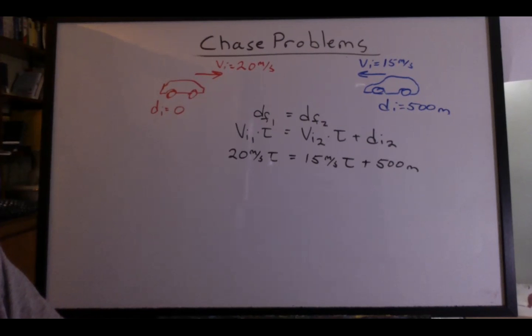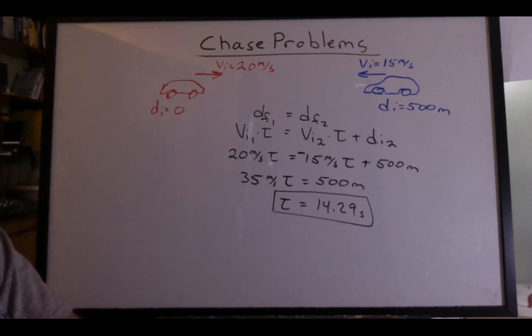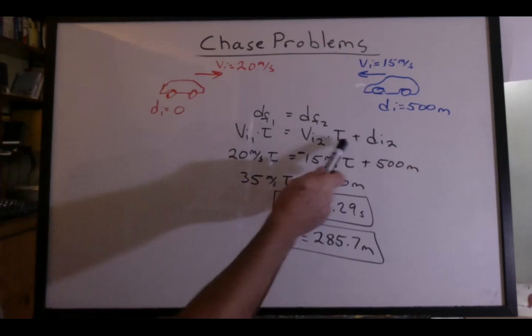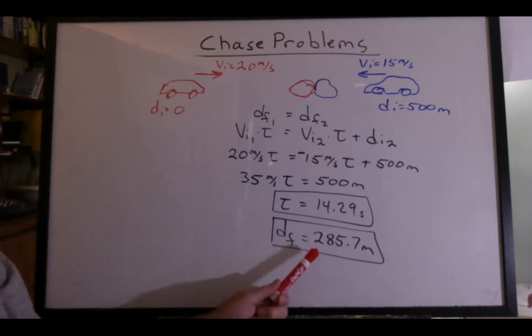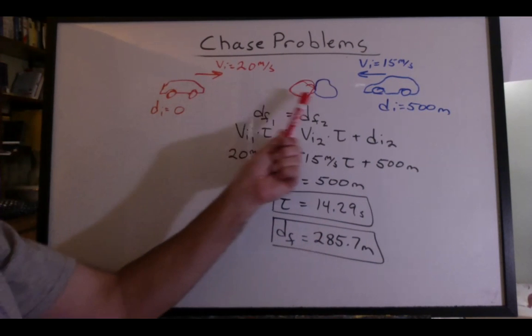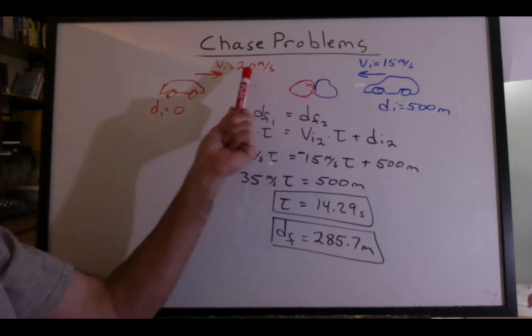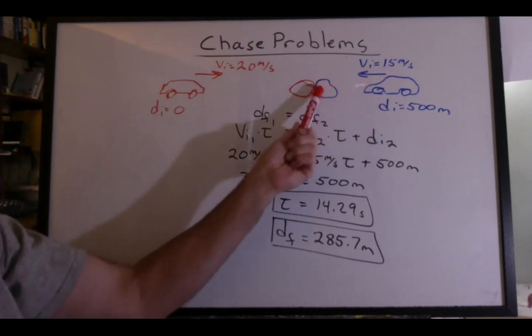Okay, I've made a classic mistake. Can you find it? If 20 meters per second is to the right and the 15 meters per second is to the left, they both can't have the same sign. 15 meters per second is going to be negative. 14.29 seconds. Plug it back in on either side, and you get 285.7 meters where the collision occurs. I think that makes sense. This has to be more than halfway because it's going faster than the blue car is coming back.